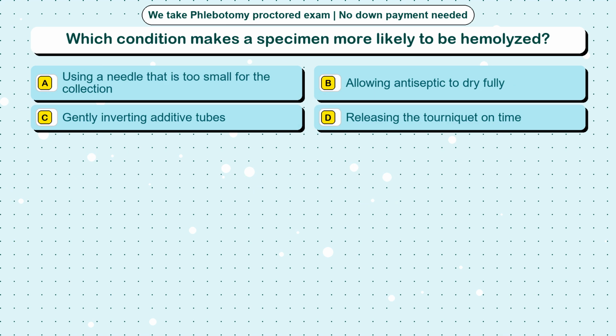Question 52. Which condition makes a specimen more likely to be hemolyzed? Option A. Using a needle that is too small for the collection. Option B. Allowing antiseptic to dry fully. Option C. Gently inverting additive tubes. Option D. Releasing the tourniquet on time.